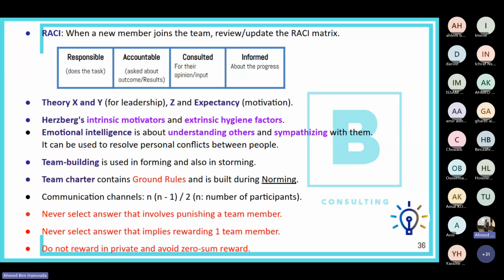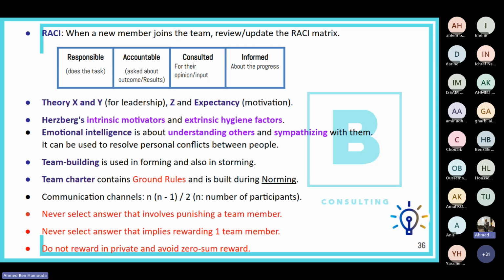The next 3 bullets are in red because those will help you a lot to avoid some wrong answers. For example, you should never select an answer that involves punishing a team member. PMI is totally against punishing. There are better ways to motivate team members or to enforce some ground rules. Never select an answer that implies rewarding, generally rewarding, especially financial rewards such as incentives. Financial incentives, and mainly never choose an answer that implies rewarding only one team member.